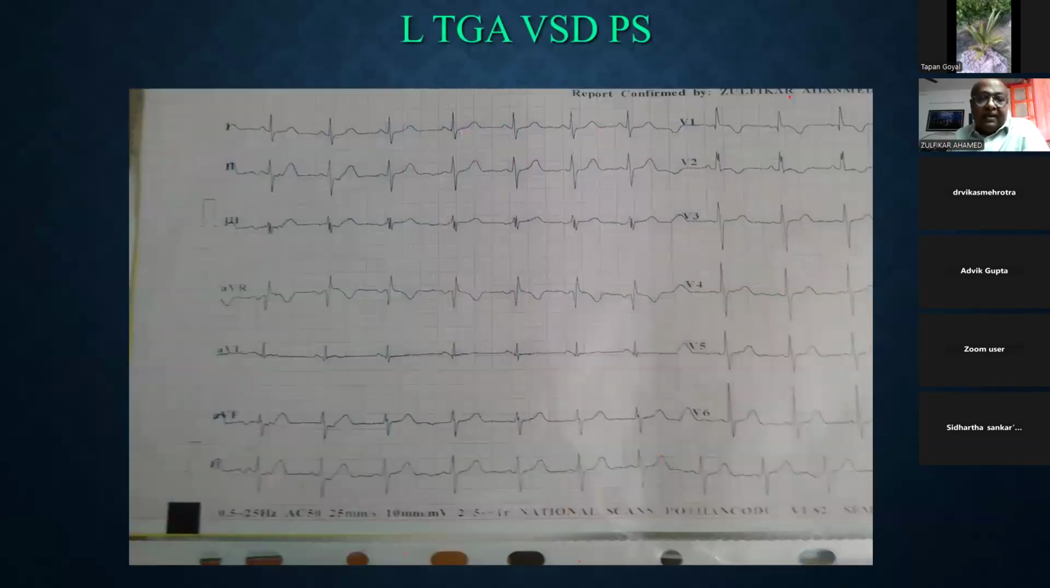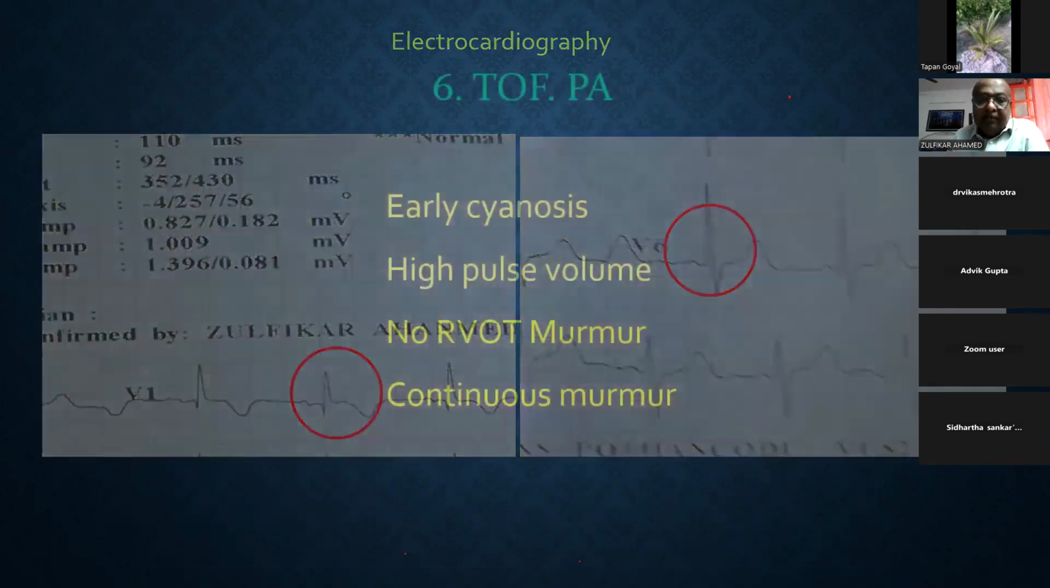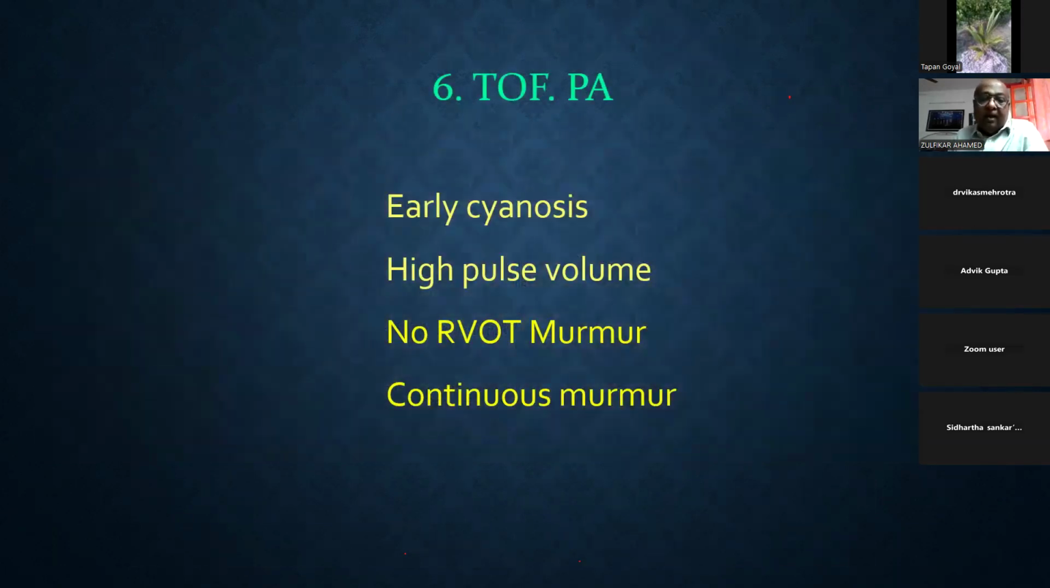And the very characteristic ECG, as you can see in V1, there is a Q wave in V1, which should not be there, and there is no Q in V6. So there is an inversion of the ventricle causing a Q in V1. And you can see the magnified QR in V1 and no Q in V6 in the classical LTGA ventricular septal defects. And this is again pulmonary atresia with Fallot.